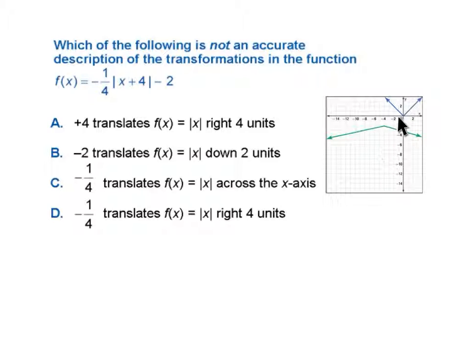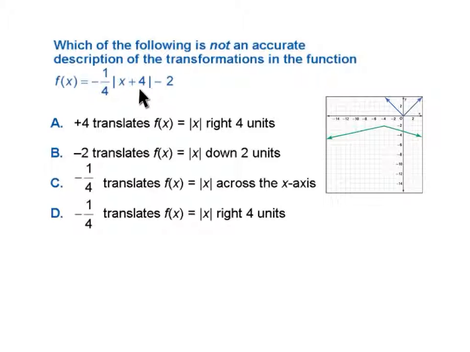So here we have your basic parent graph, and we have over 1, up 1, over 1, up 1. So this is the absolute value of x. Now, when we add this to it, notice that this number out front, not the minus, but the number out front, the 1/4, is a shrink. Notice it's getting closer to the x-axis. The negative flips it over, right? This is right side up, this is flipped over.